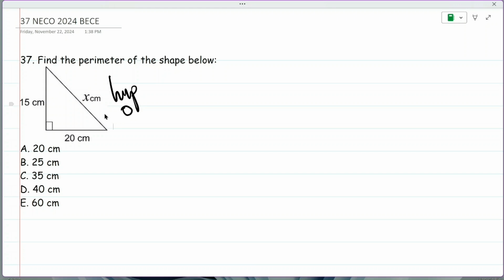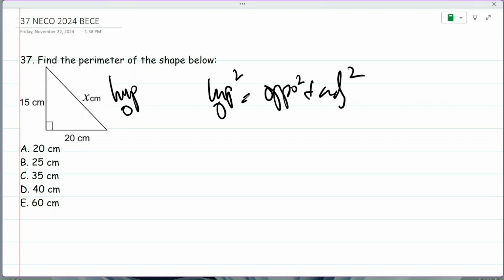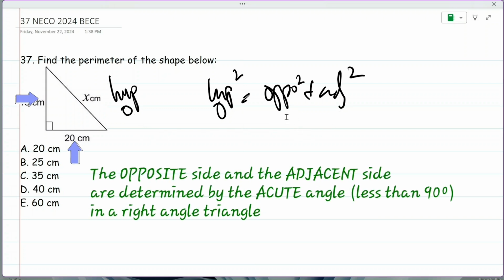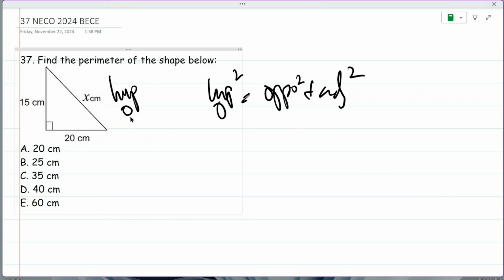We're going to find the value of x first using Pythagoras theorem, which is hypotenuse squared equals opposite squared plus adjacent squared. We're using this formula to solve. And when it comes to this Pythagoras theorem, all you need to concentrate on is finding which is the hypotenuse, because any of the two sides can be the opposite or the adjacent. We have our hypotenuse as unknown, which is x.